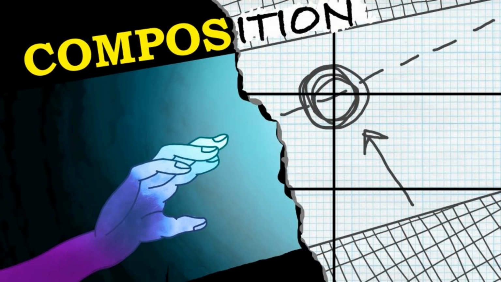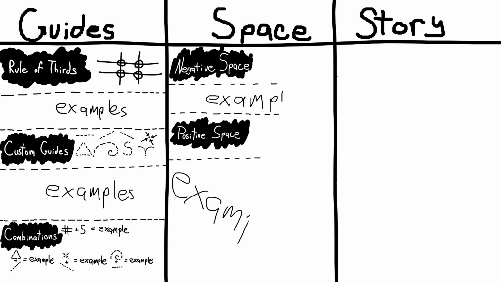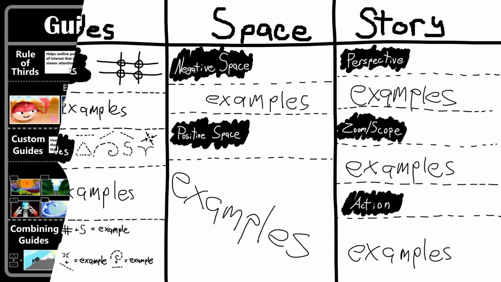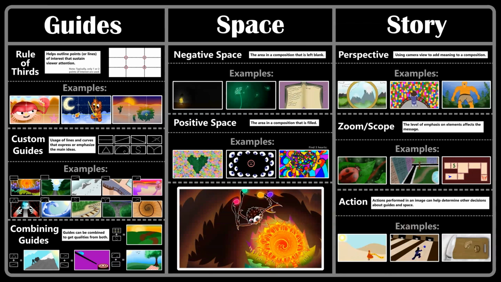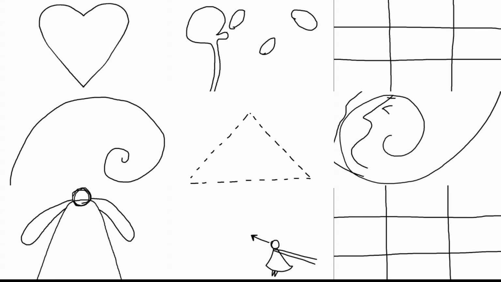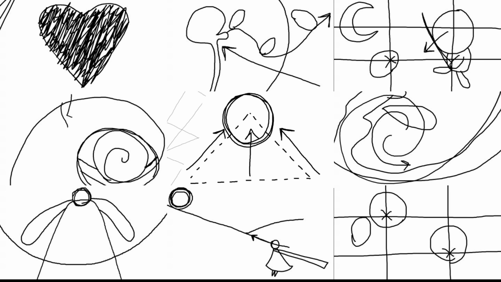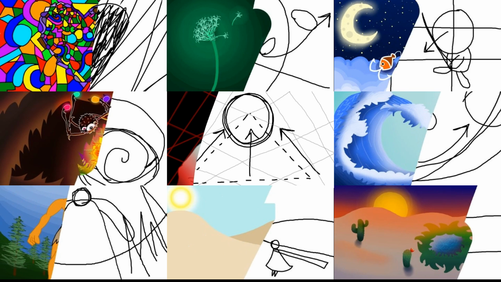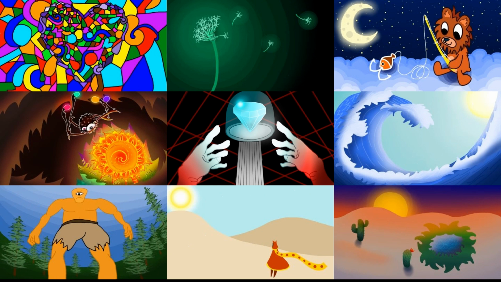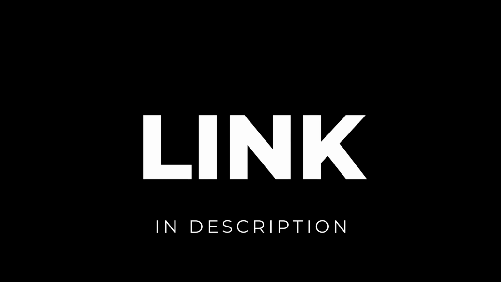Composition, the simple idea of how elements are arranged. I like to approach composition in three categories. In this video, I'll explain the three categories. I hand drew 33 examples so that you can see for yourself every concept that I'll explain in the video and review it later. It's in the description.